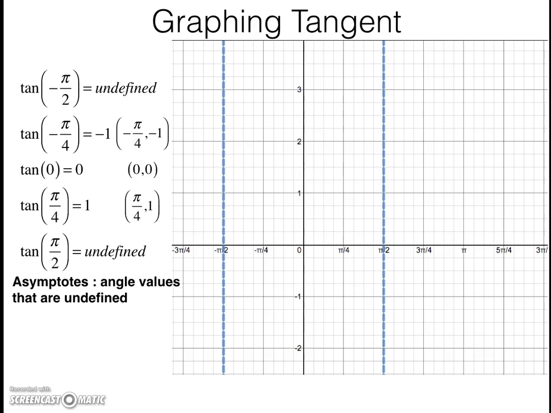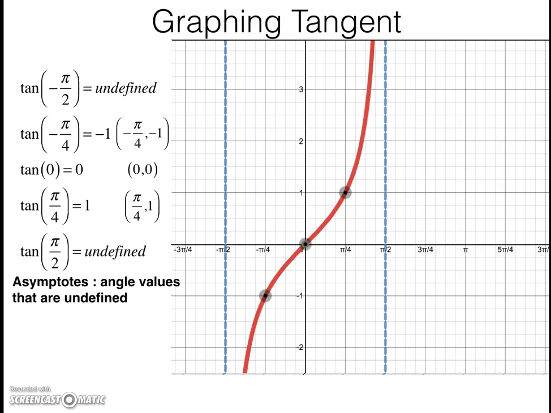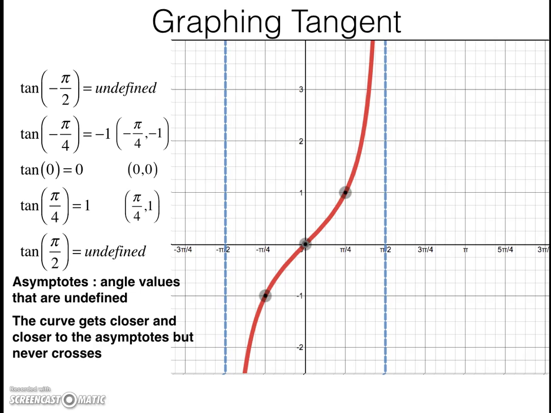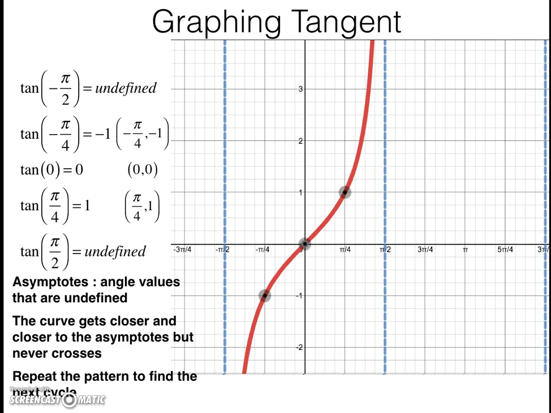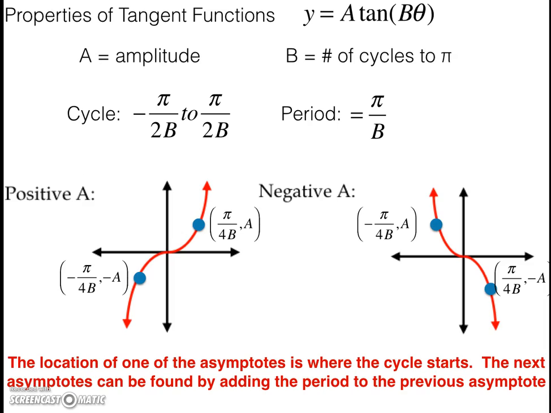We're going to use the other tangent functions to form coordinate points of negative pi over 4, negative 1, 0, 0, and pi over 4, 1. We're plotting those points and we're going to connect them to form a curve. Your curve gets closer and closer to the asymptotes but never crosses. We're going to repeat the pattern to find the next cycle. So 3 pi over 4, negative 1, pi, 0, 5 pi over 4, 1.